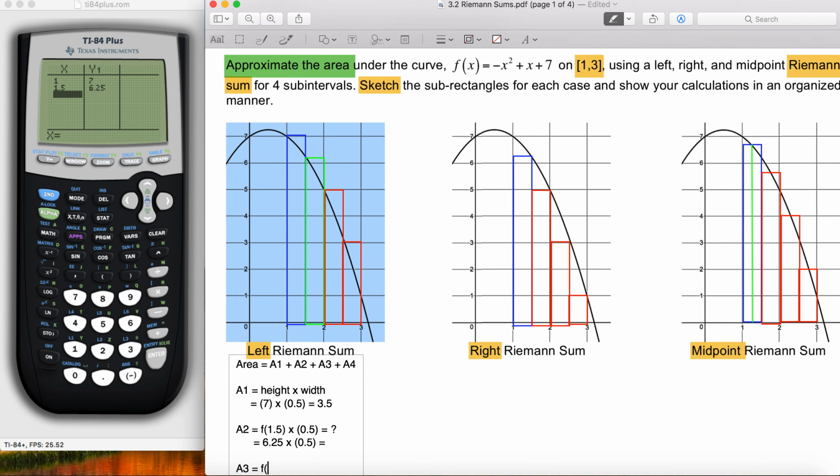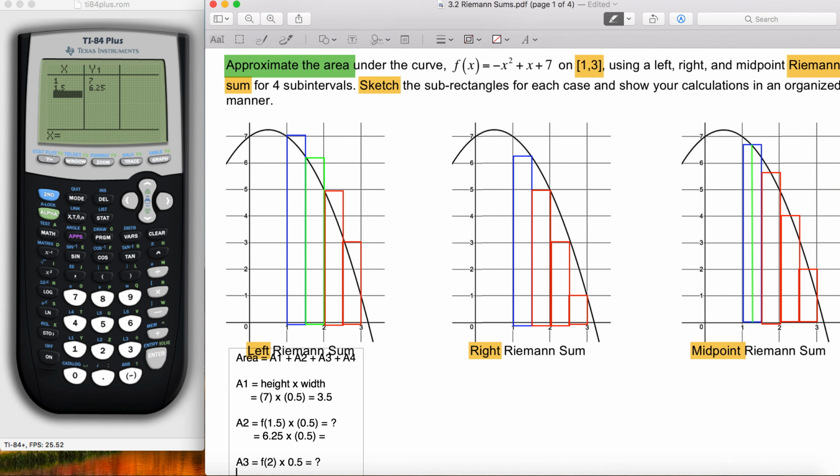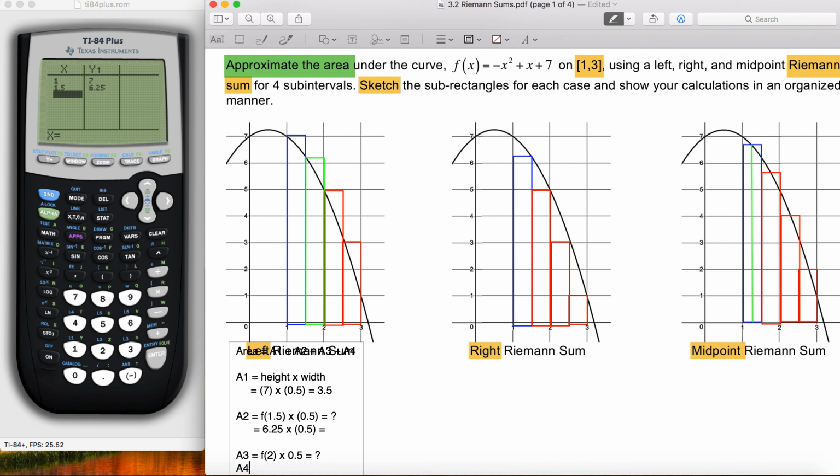Area 3 is going to be f of, so what's going to be the height of this one? It's going to be the y value when x is equal to 2. So this is f of 2 times 0.5. And area 4 is going to be f of what? f of 2.5 right here, times 0.5. And there you go. So there you have it. We have all 4 rectangles here with their respective values.